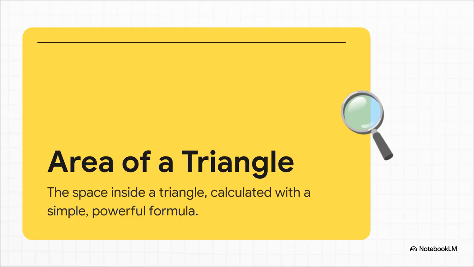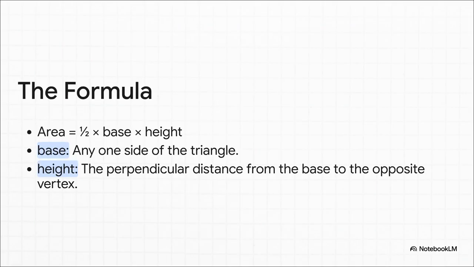So now that we get the why behind it, we can put a nice clean definition on it. The area of a triangle, it's just the space inside its three sides. And the best part is, we now have this simple but incredibly powerful formula to calculate it every single time. All right, let's look at the formula itself. Area equals 1/2 times base times height.